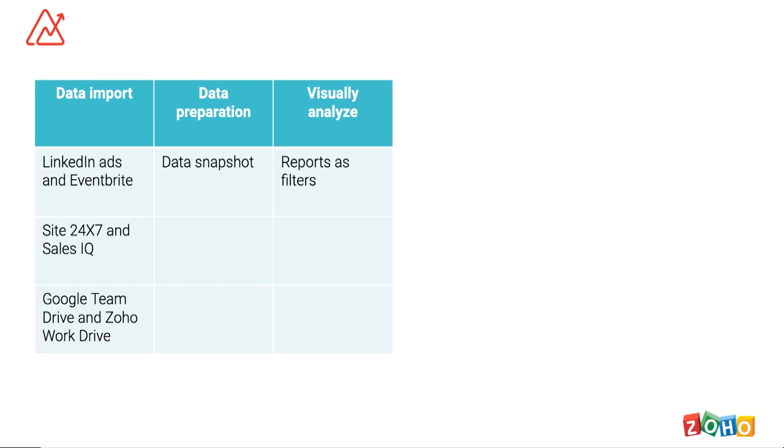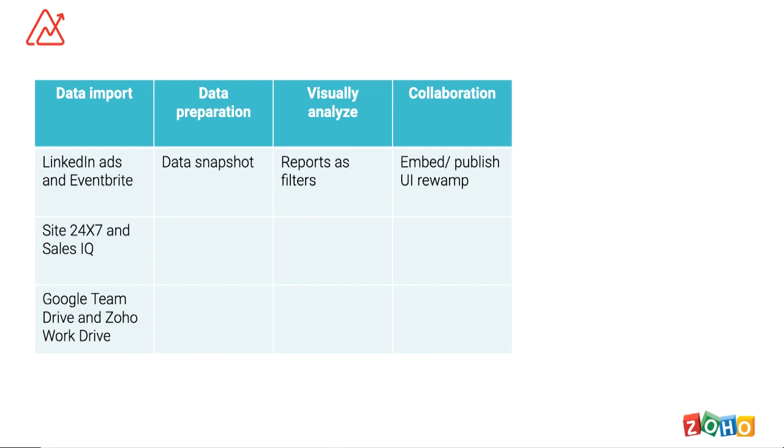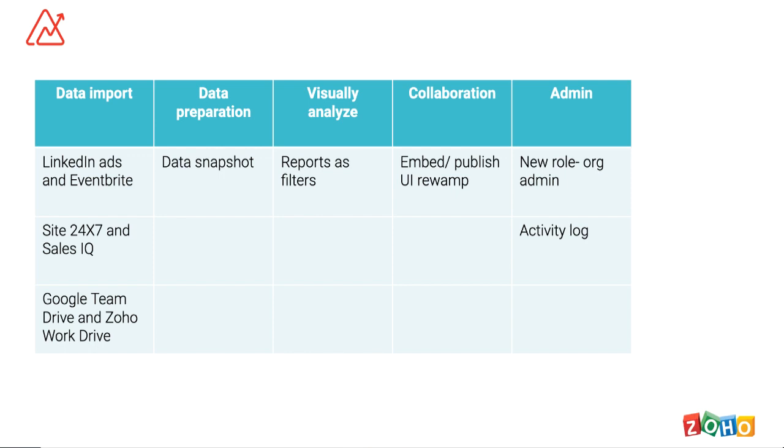The third section was on visual analysis, where we saw how reports can be used as filters for filtering dashboards. It gives you a very dynamic way of filtering the dashboards and also enhances your user interactions. We saw the revamps happening in the publish UI under the collaboration section. And then as far as the administrative roles are concerned, we have a new administrative role, that's the org admin. An org admin is a new role that's introduced in Zoho Analytics, which is as powerful as an account admin, but for a few limitations, which I had explained today.